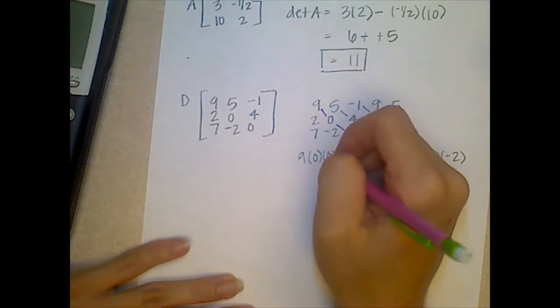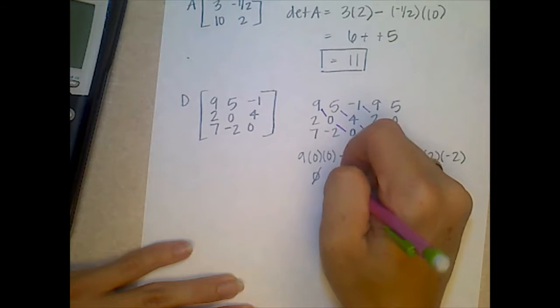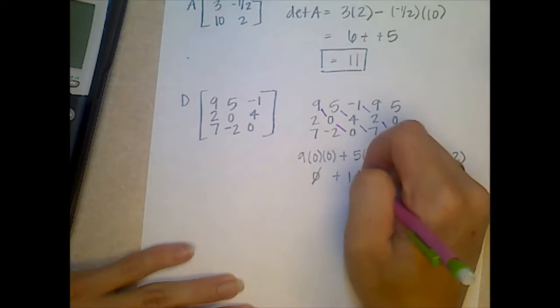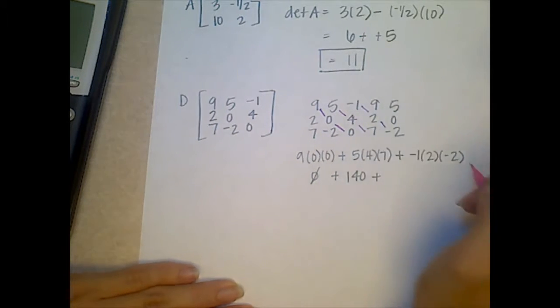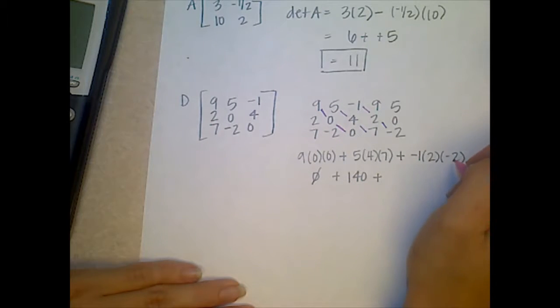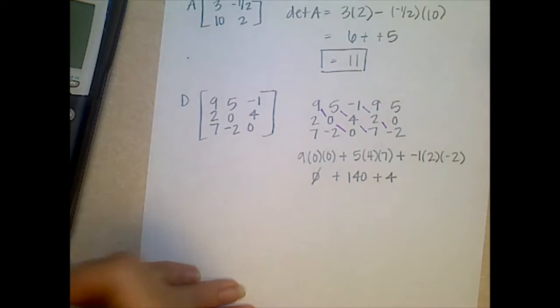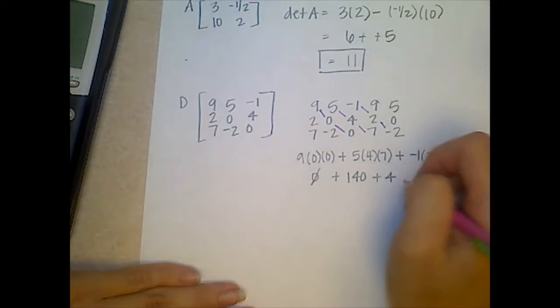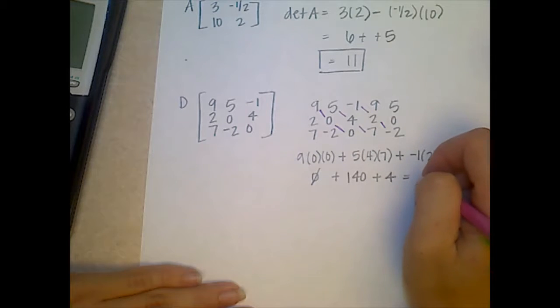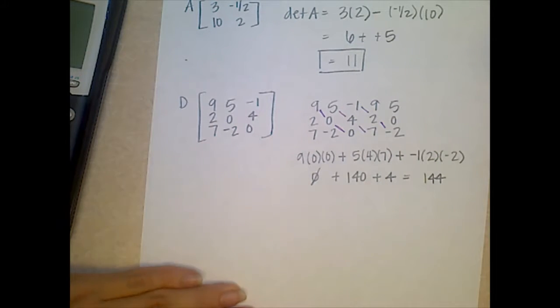Okay? 9 times 0 times 0 is 0. 5 times 4 times 7 is 140. Use your calculator. Lean on that calculator. 2 times -1 times -2 is positive 4. 0 plus 140 plus 4 is 144. That's step 1. You're not done yet.